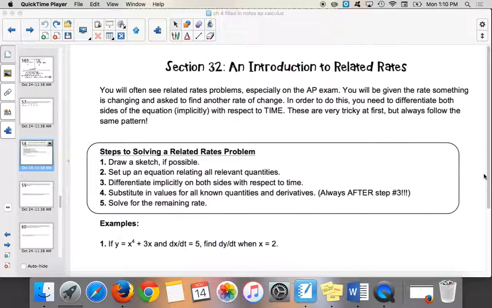Doing section 32, which is an introduction to related rates. So related rates is a very important AP Calc topic. Are you guys all paying attention? Computers are away, phones are away. So you're often going to see related rates problems on the AP exam.